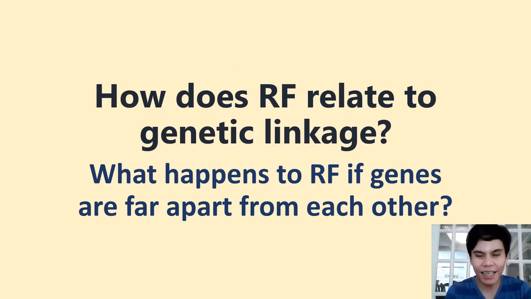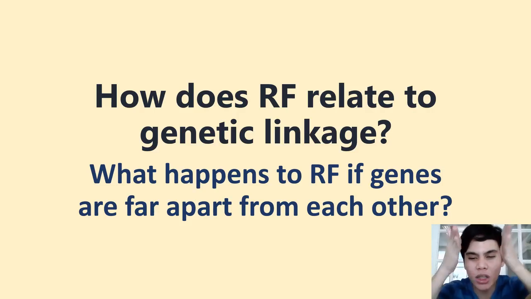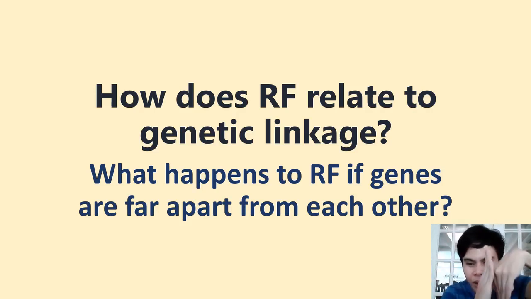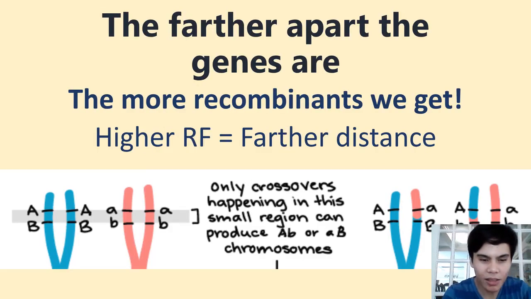Okay? And when we have recombination frequency, we can link it to genetic linkage. When we say genetic linkage, again, the linking between genes is how close they are to each other. Okay? So we can link recombination frequency to genetic linkage. If your genes are far from each other, there's more space between them for them to recombine. Again, that large space will allow them to have a point of crossover. Alright? What does that mean?